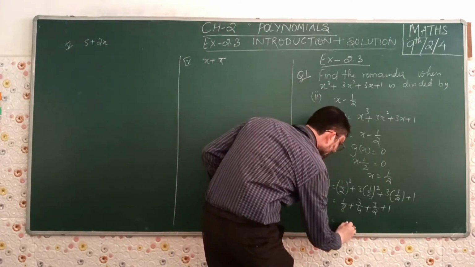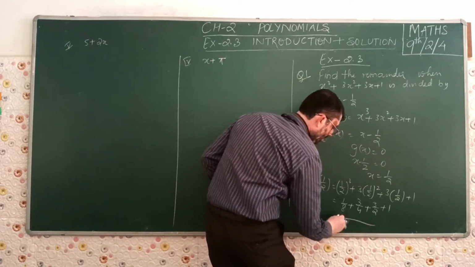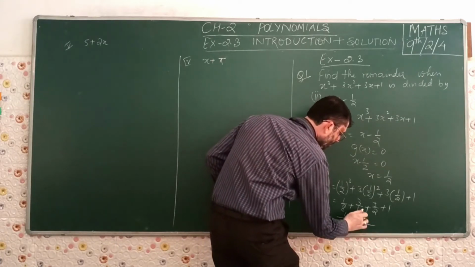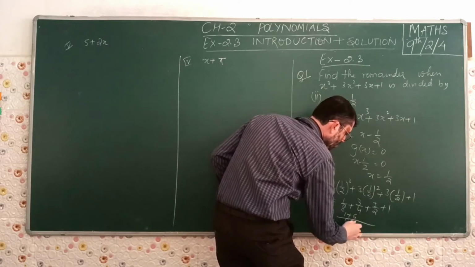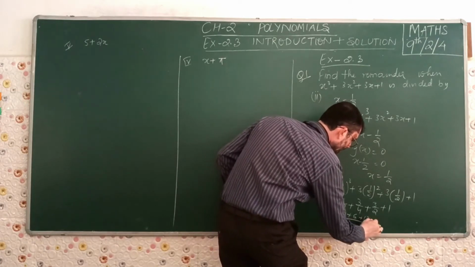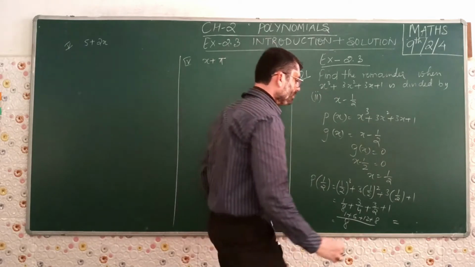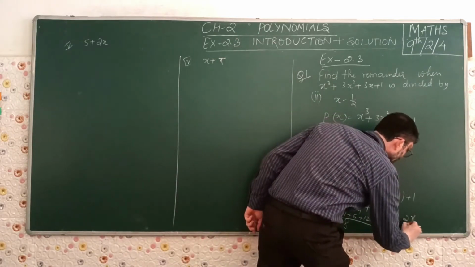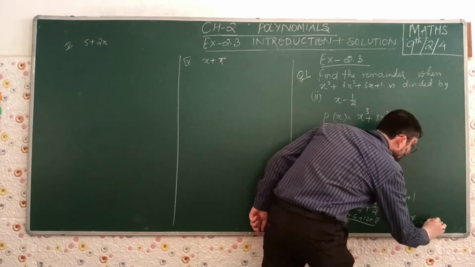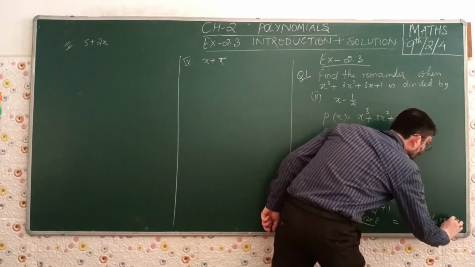And what is the LCM? This is 8. 1 plus 6, 4 2s are, so 2 3s are 6, 2 4s are, that means 12, and plus 8. And finally, we get 27 by 8. So 27 by 8 is the remainder that we are looking for.